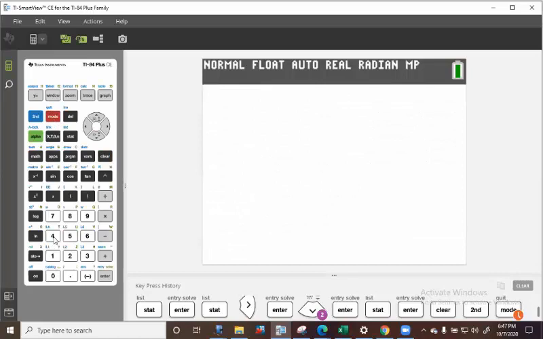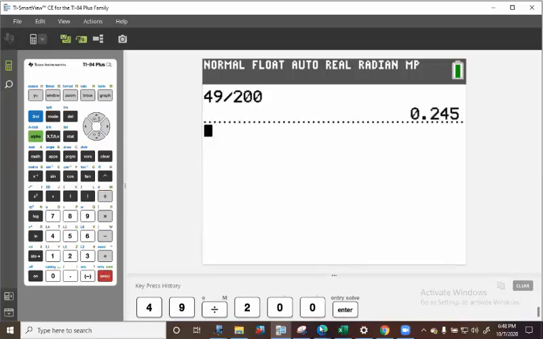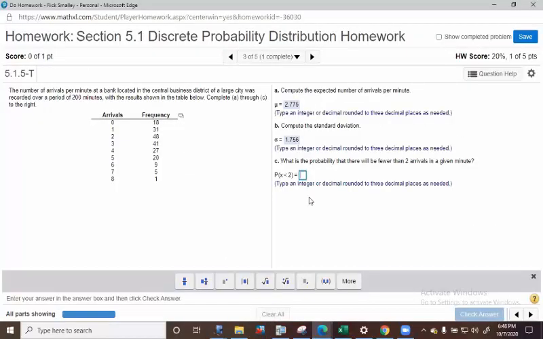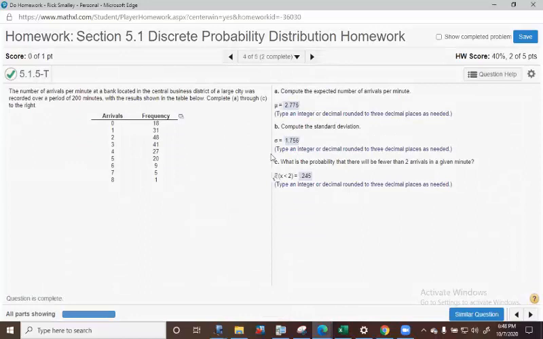So I'm going to go 49 divided by 200. Let me get this answer right first. Jumping ahead of myself. 0.245. Let's make sure we get the green check mark there. 0.245. Got it.